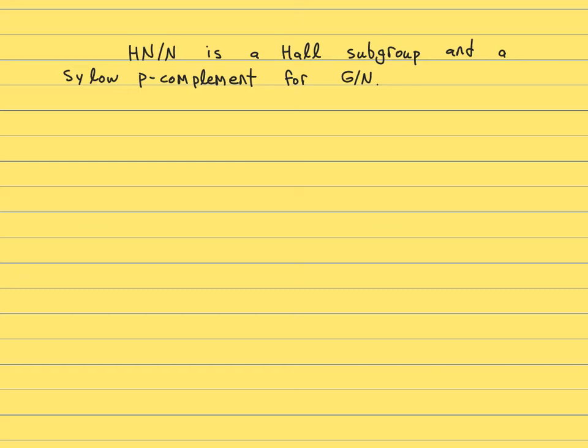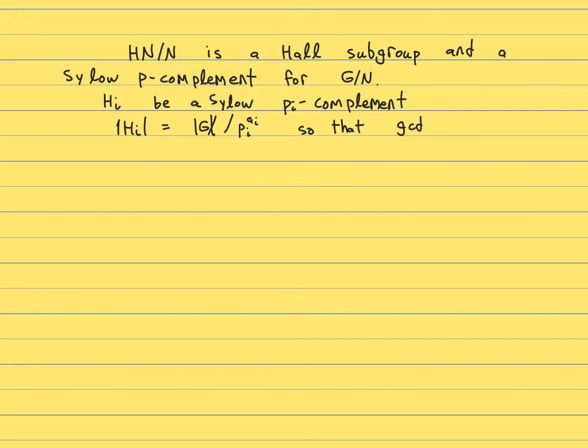So now we're going to get into the nitty-gritty. We're going to let Hi be a Sylow pi-complement. In other words, the order of Hi is the order of G divided by the highest power ai of pi that you can divide, so that pi no longer divides the order of Hi.